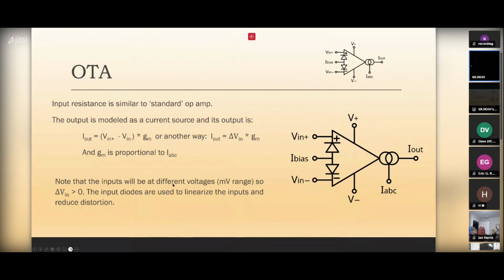These inputs can be at different voltages. It does not follow that ideal amplifier rule exactly. These diodes are here because they are used to linearize the inputs and reduce distortion. I'll leave it up to the reader to look at the data sheet and figure out all the nitty gritty, but you can use this input bias current also as a sort of pseudo gain control as well as this.